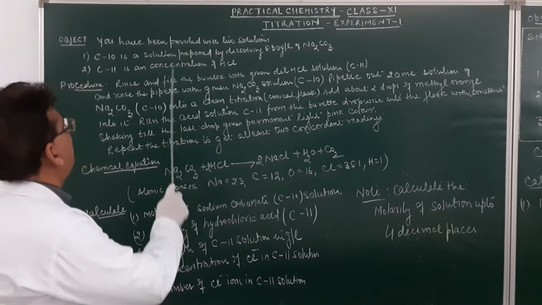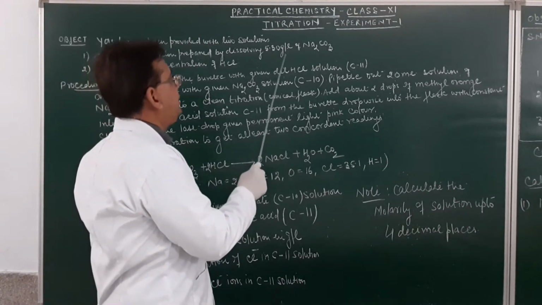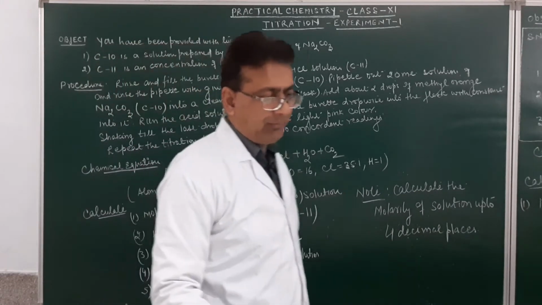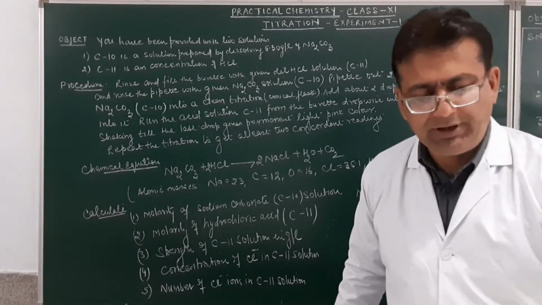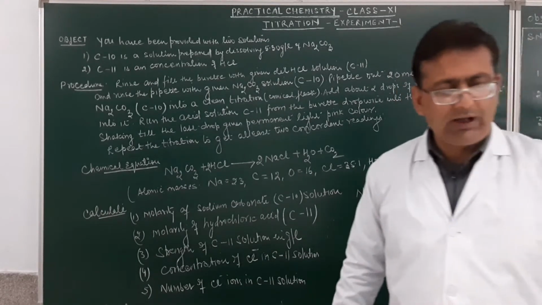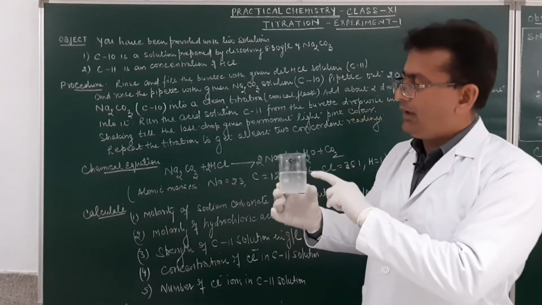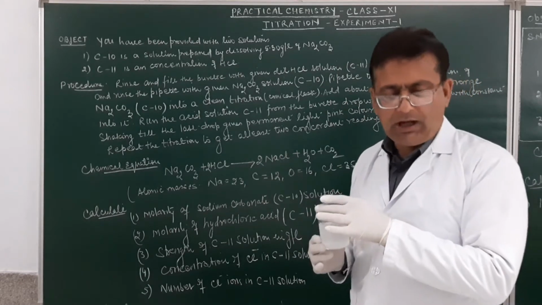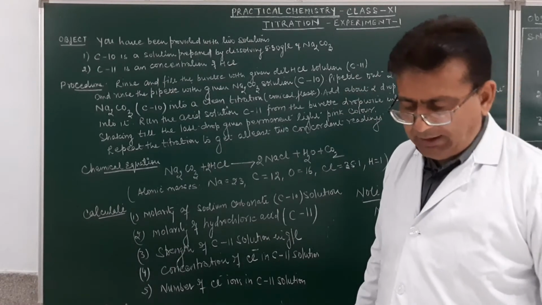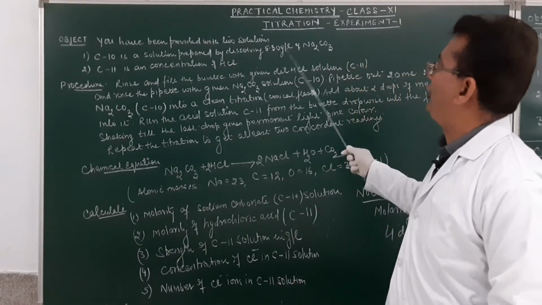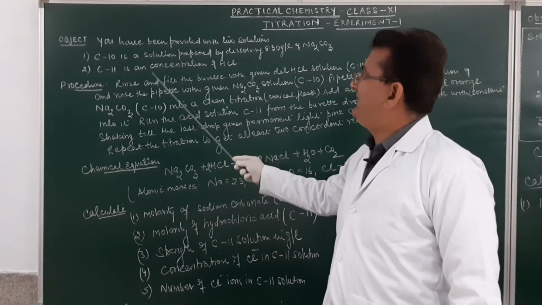C10 is a solution prepared by dissolving 5.30 gram per liter of sodium carbonate. So, in the laboratory, whenever you come to the lab, we will be giving you the 2 solutions. One will be the solution of sodium carbonate. This is C10, student. How have we prepared it? By dissolving 5.30 gram of sodium carbonate in a liter of solution.